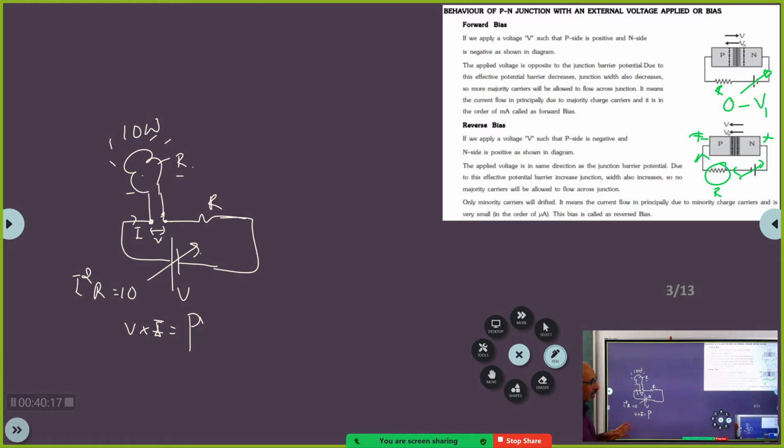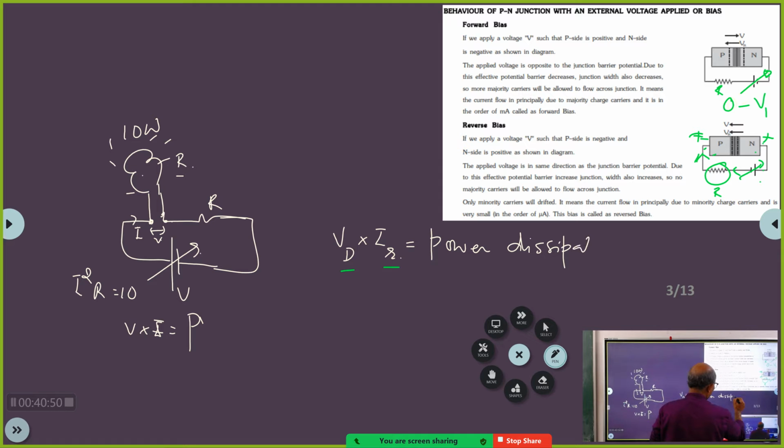Correct? Yes. Now, here instead of the bulb, you have got this semiconductor material. So here, as you are increasing the voltage, the current is not increasing. The reverse saturation current is fixed, a small current, but the voltage across this is increasing. As the voltage across the diode is increasing, the voltage across the diode into the current through the diode, the current is constant but the voltage is increasing, so the power dissipated in this diode is increasing. You know what is power dissipation?